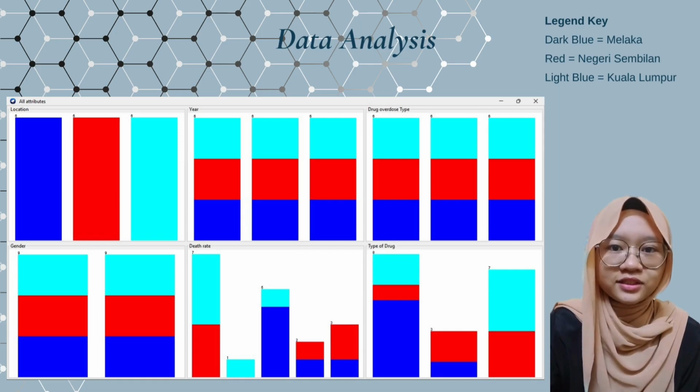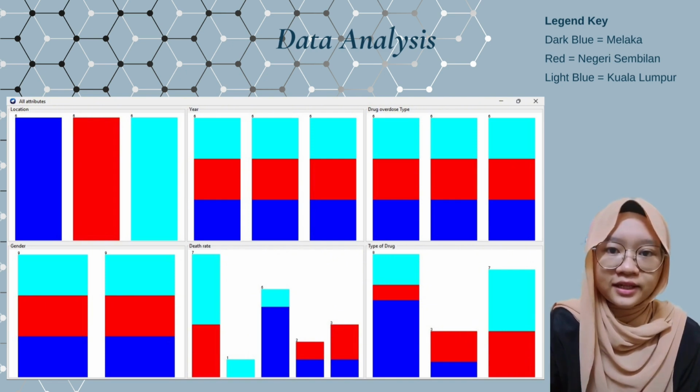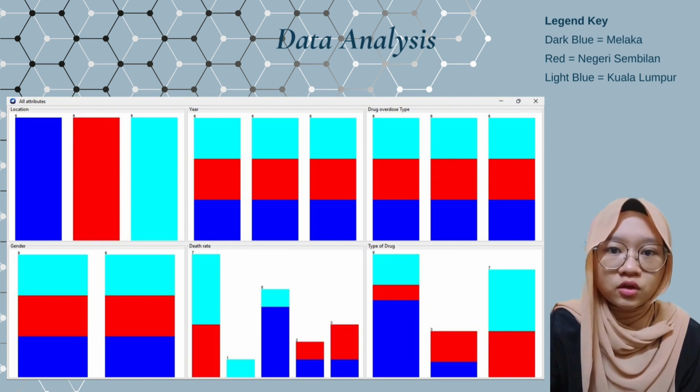These are the 6 attributes, classified by locations. The color indicates dark blue as Melaka, red as Negeri Sembilan, and light blue as Kuala Lumpur. From the table, we see that the most influential location is Kuala Lumpur because it is shown more than the others in the data.